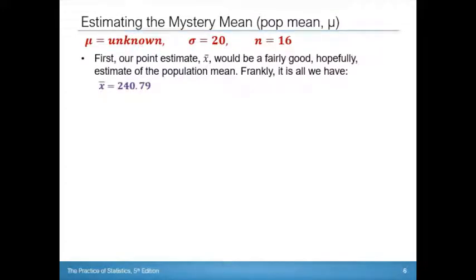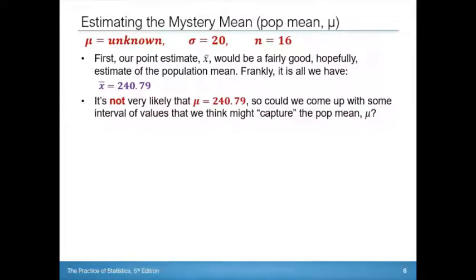All right, so first we have what's called a point estimate, and that would be the X bar. And this would probably be a fairly good, hopefully a good estimate of the population mean. And quite frankly, it's the only data we have. So we don't have anything else to use. So that would be our best guess at this point. If we had to come up with an estimate for the mean, the 240.79, frankly, is all we got.